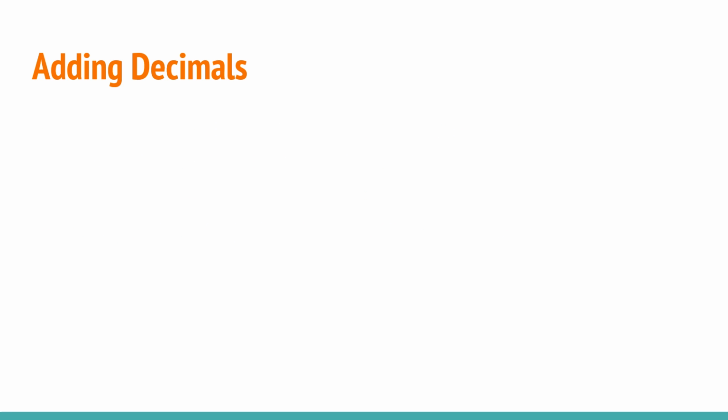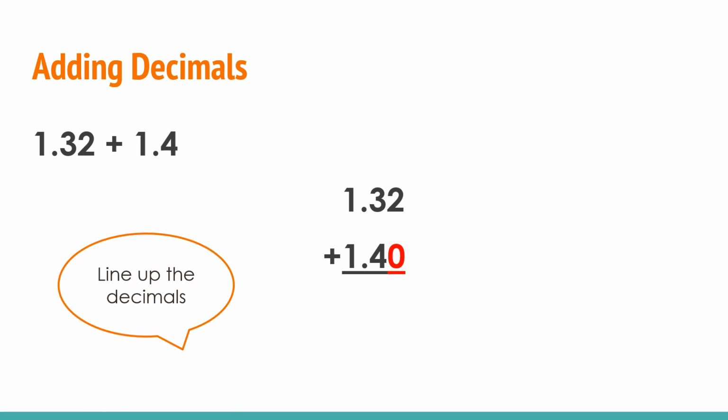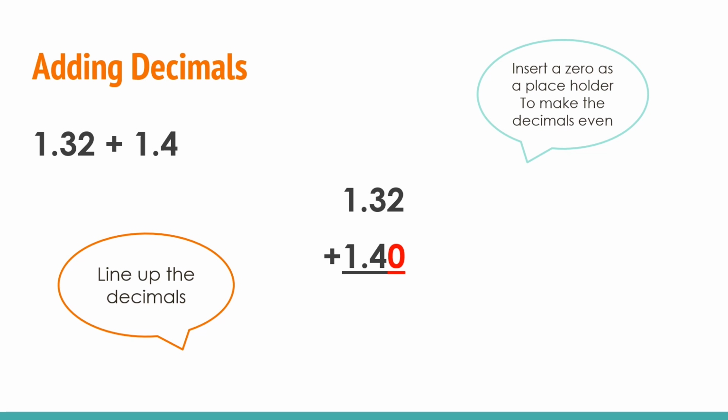We're going to start with adding decimals. Our problem for today is 1.32 plus 1.4. As you notice, I lined up the decimals by their place value. The next step that I did was I inserted a 0 as a placeholder just to make the decimals even. So in this problem, I added a 0 here behind the 4 just to make sure that both numbers have hundreds place. Now I go ahead and I'm going to add as usual.